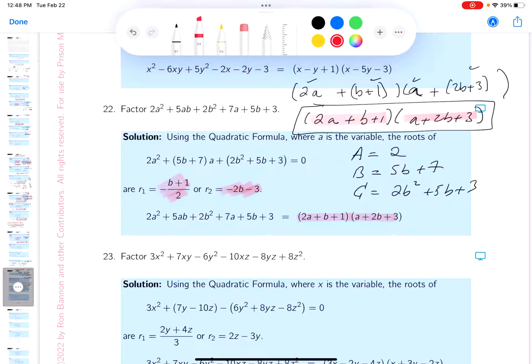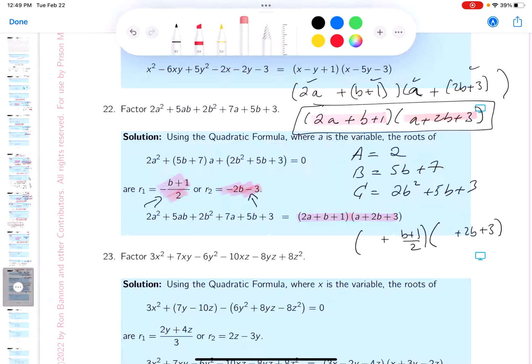Now, of course, someone says, well, does it lead to the same answer? Let's go through that, all right? So what's it going to be? It's going to be x minus that root, so that's going to be plus b plus 1 over 2. And then what do you get? You get x minus this root, and that's going to be plus 2b plus 3. And I got a problem here. I'm sorry, I didn't mean to say x. I got x in my brain.